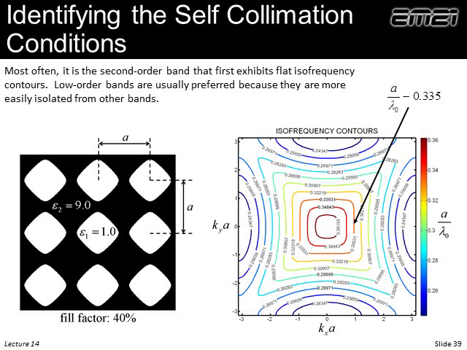So we can identify self-collimation. We calculate the isocontours. We look where it's flat. And what we see is that we go from being convex to concave. Notice this is bowing out, and over here it's bowing in. So clearly it passes through a region of being flat that we call the inflection point. And if we look at the normalized frequency, we see that self-collimation occurs at a normalized frequency of this lattice, anyway, of 0.335. So a over lambda equals 0.335. If we know the free space wavelength that we want it to self-collimate, we can use this relation to calculate the lattice spacing that would make it self-collimate at that wavelength.